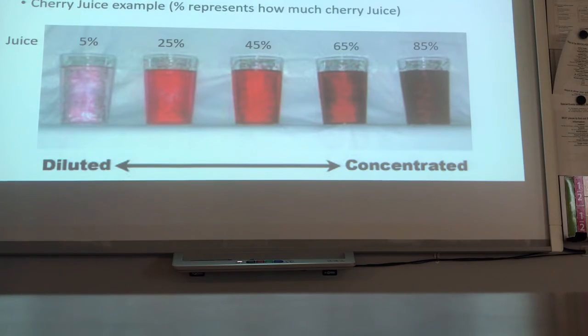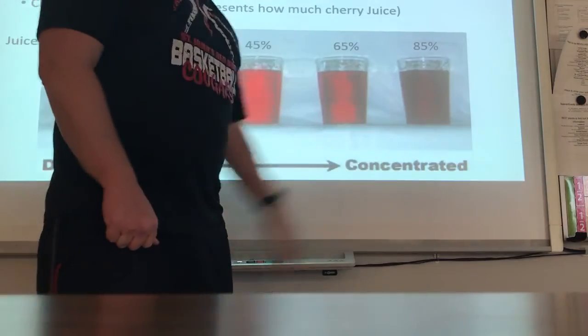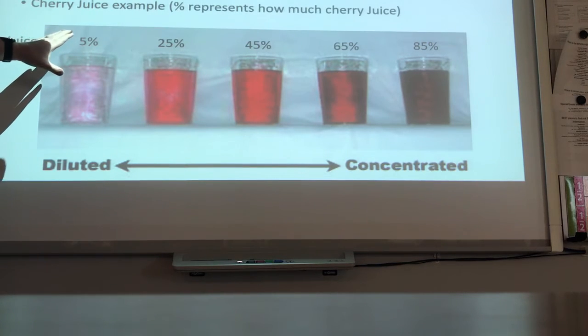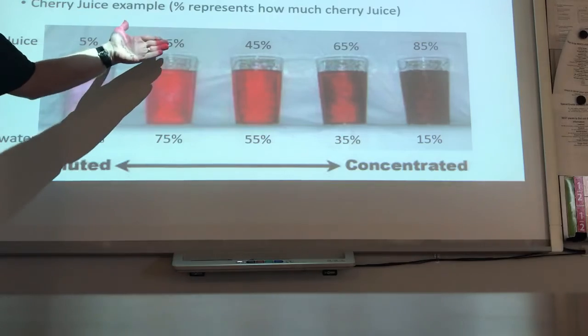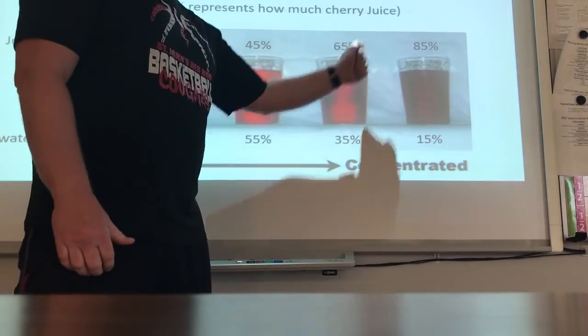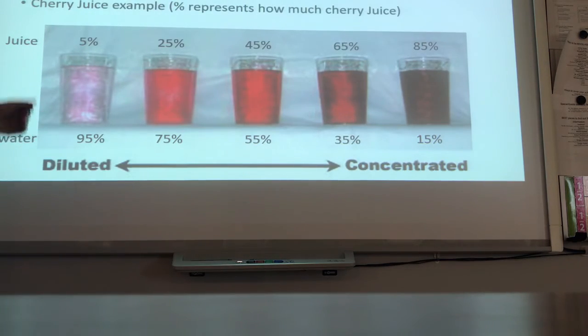If I wanted to be more accurate, this has 5% cherry juice, this has 25, 45, 65, and 85% cherry juice. Now the other thing that we can know is, since the two parts must add up to the whole, water is 95% and 5%. 25% is juice, 75% is water, 45 and 55, 65 and 35, and 85 and 15 makes up that other portion. It's the solvent, there's the solute, a liquid-liquid concentrate, or a liquid-liquid solution.